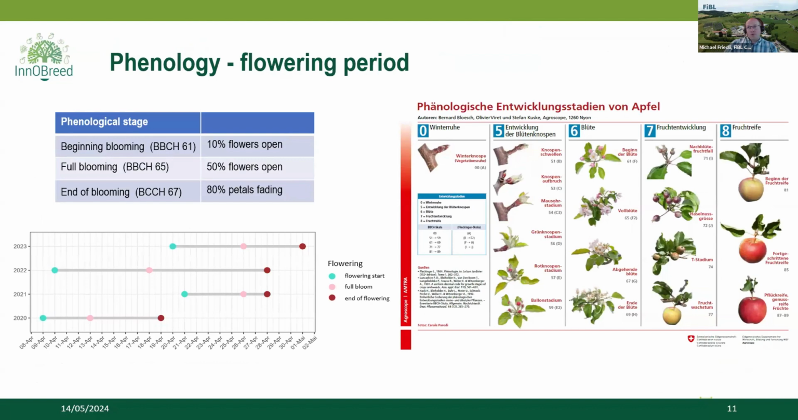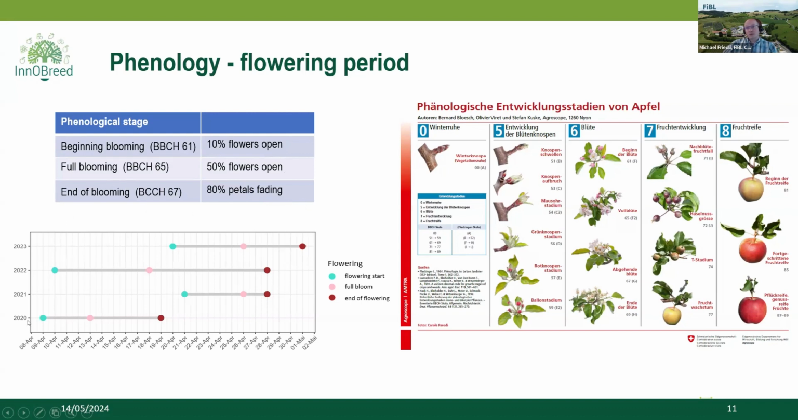One quite important topic is the phenology, so the flowering period. And here you can see how we assess this. So we have the beginning of the flowering, when around 10% of the flowers are opened. Then you have full blooming, where 50% of the flowers are opened. And then the end of the flowering, where around 60% of the petals are fading.